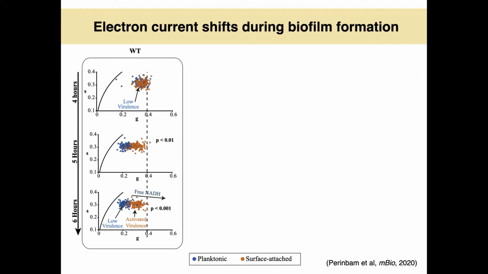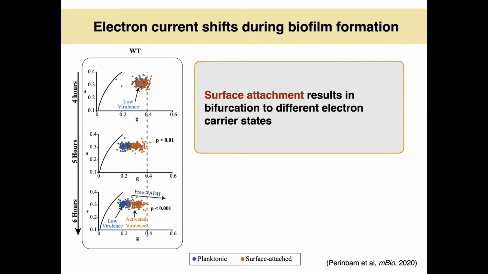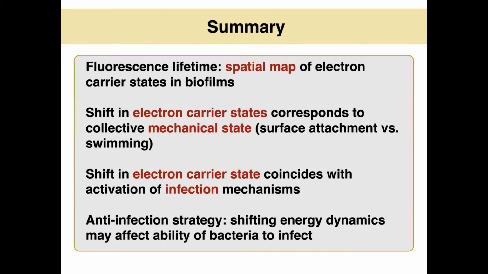We interpret this as the electron currency slowing down in cells that are becoming a bit more virulent. Okay. And that was really surprising to us, because this had never been observed before, that surface attachment really results in this bifurcation into different electron carrier states. And so this led us to think that maybe electron states can determine whether or not a cell becomes highly infectious or not. And that's something that we're continuing to work on.